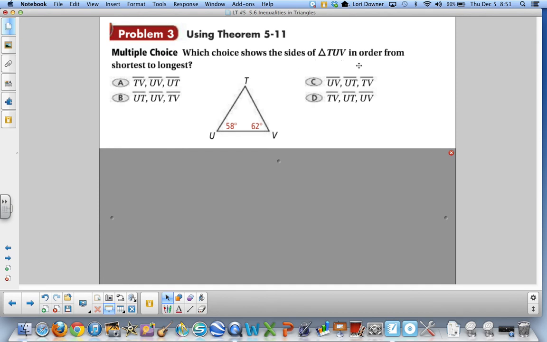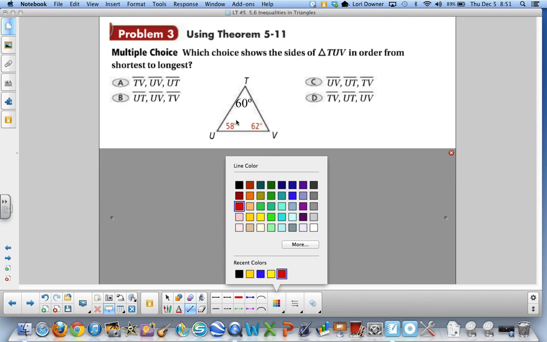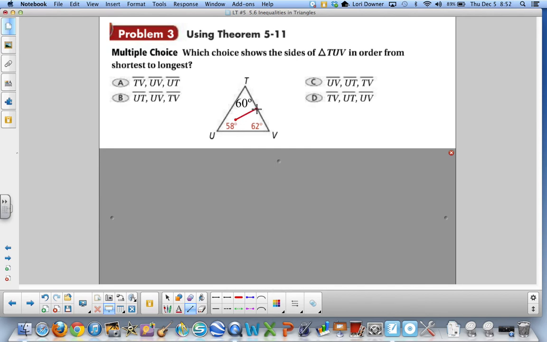Which choice shows the sides in order from shortest to longest? In order to analyze the sides, we need to know all the angles. So how do we get angle T? See that angle T is going to be 60 degrees. So when we're looking at shortest side to longest, the shortest side is going to be opposite the smallest angle. So our shortest side is actually going to be TV. And the ones that start with TV are this one, so not that one, and that one. So A and D, it's between A and D.